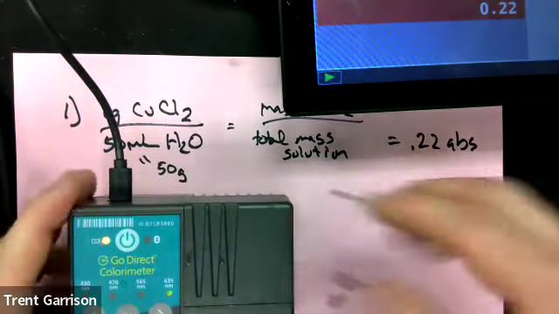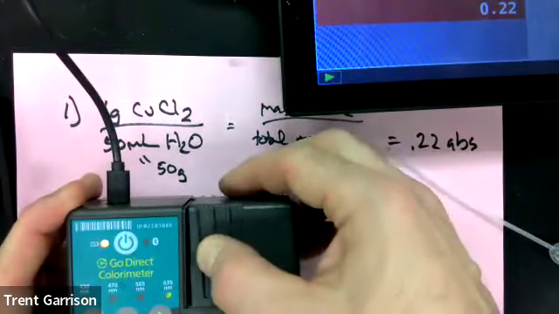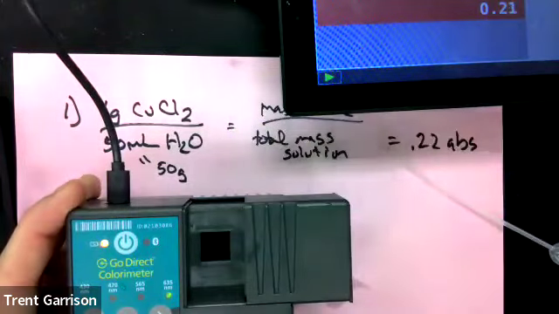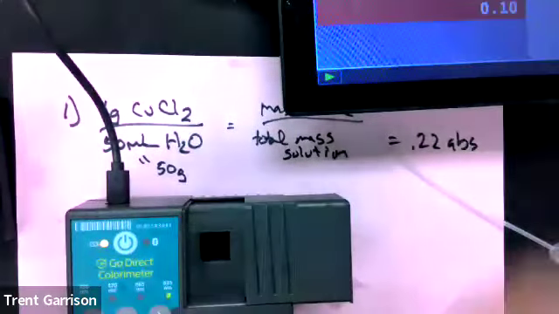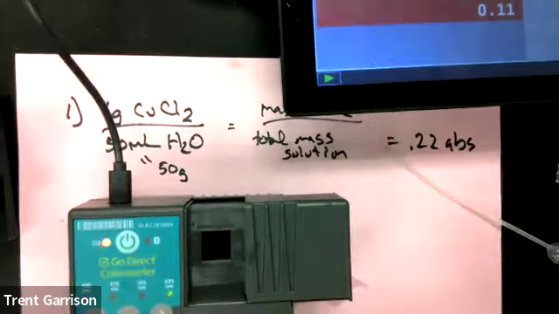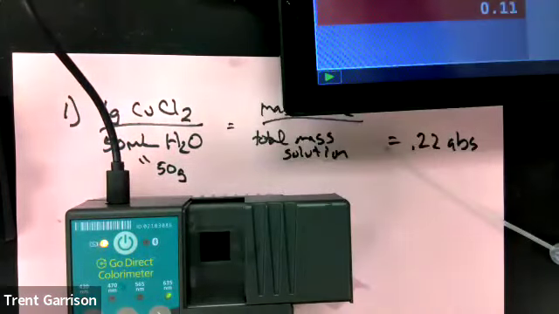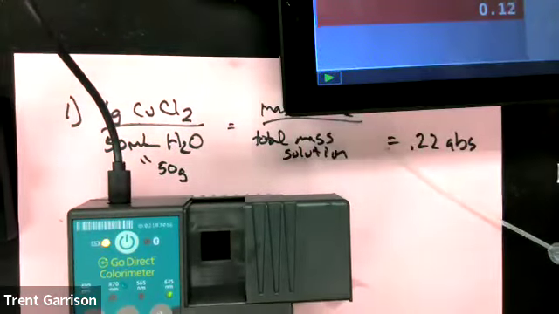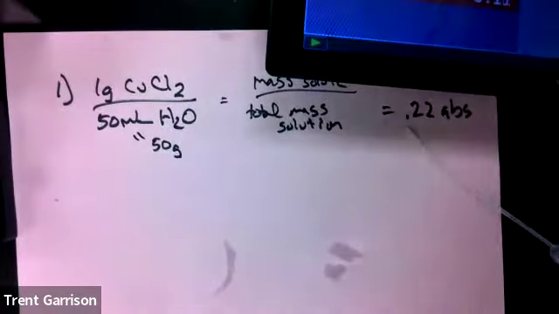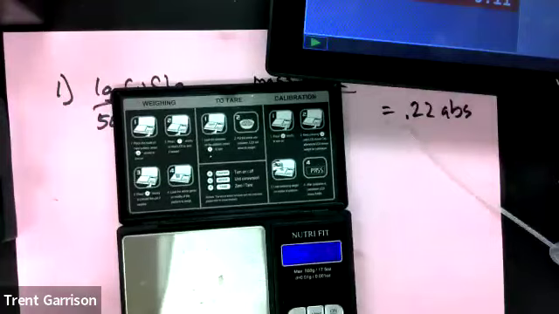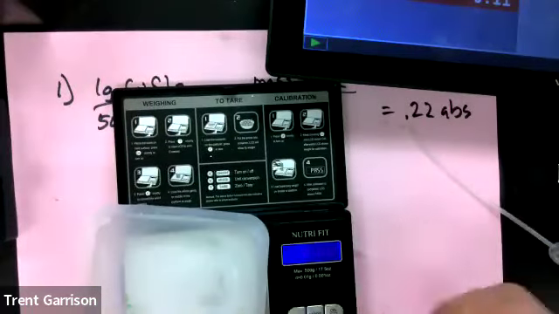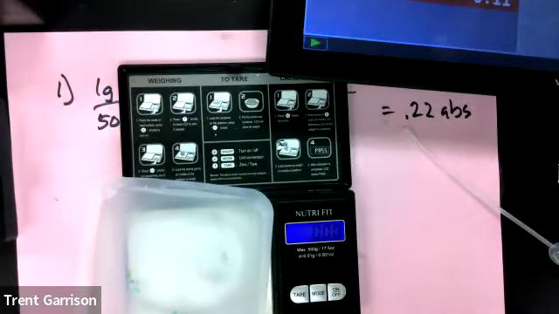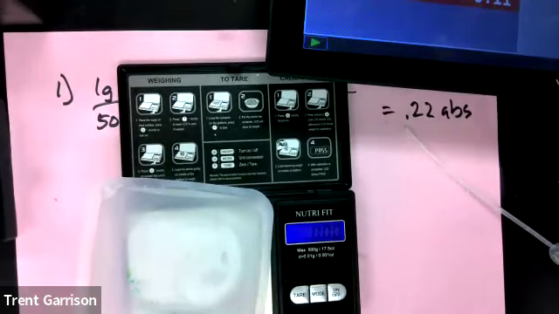All right, now let's make a second solution. So I'm going to take out this current solution, put it off to the side, and I'm going to make a second solution this time with a new amount of copper chloride. Going to get my weighing boat on here. Weighing boat is on, and it's at 0. So this time I'm going to put 2 grams of the copper chloride.